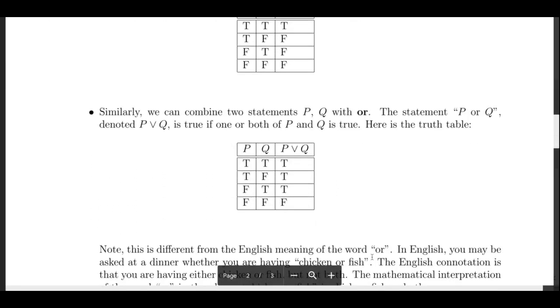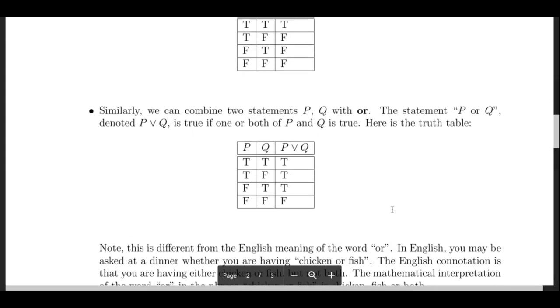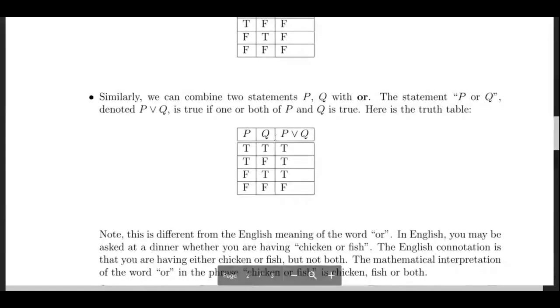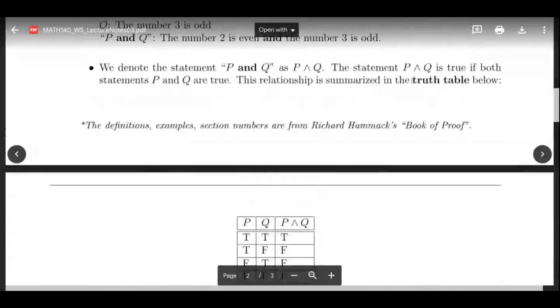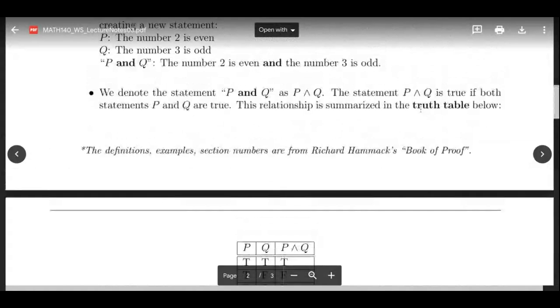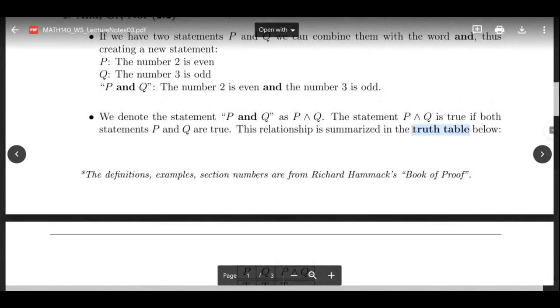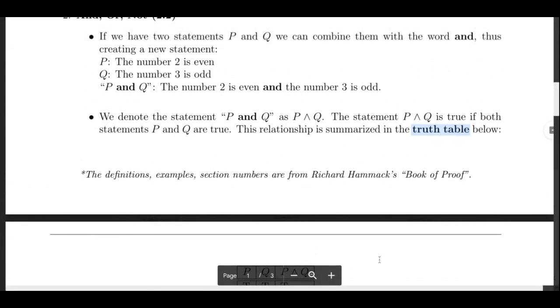Similarly, we can combine two statements P and Q with or. Let's see the truth table. We call this a truth table. We can give a name here. I want to highlight this. So we call those two tables truth tables.